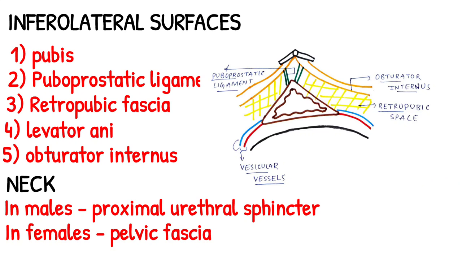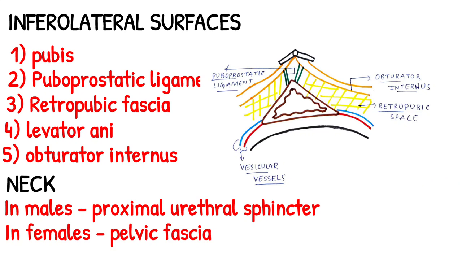Now coming to the relations of the infralateral surfaces. The infralateral surfaces are the surfaces which are present laterally and inferiorly. They are related to the following things. First one, the pubis of the hip bone, puboprostatic ligament, which is shown in the green color in the diagram. Then retropubic fascia, which is shown in the yellow color in the diagram. Then levator ani muscle and obturator internus muscle. Obturator internus muscle is shown in the orange color in the diagram.